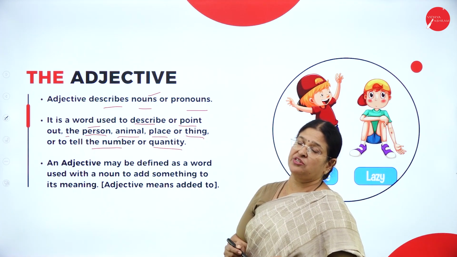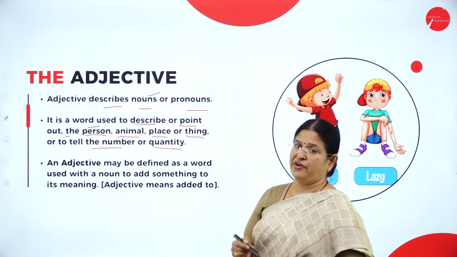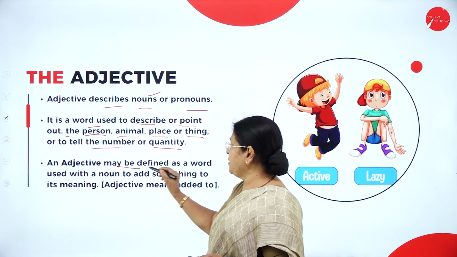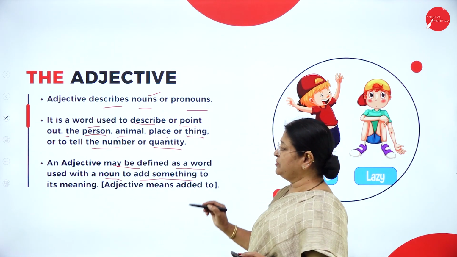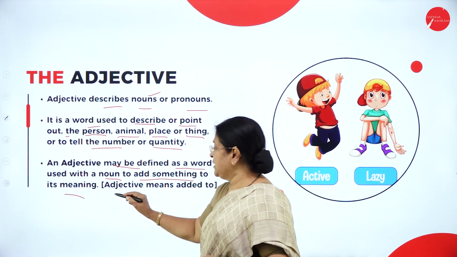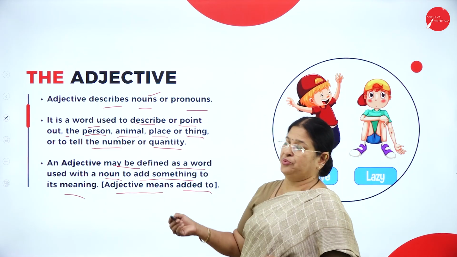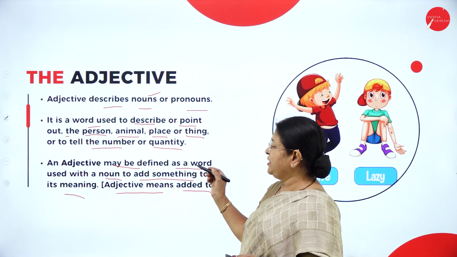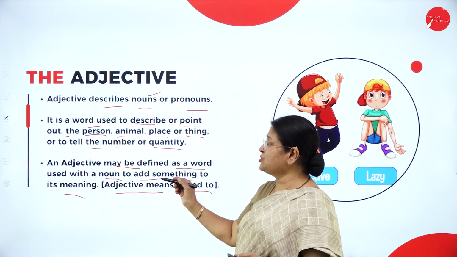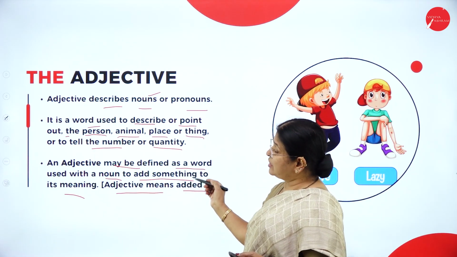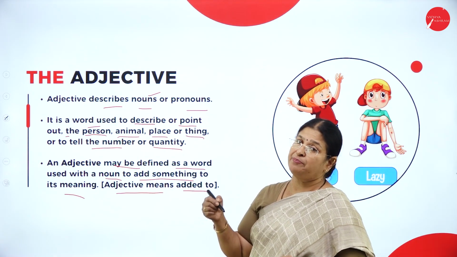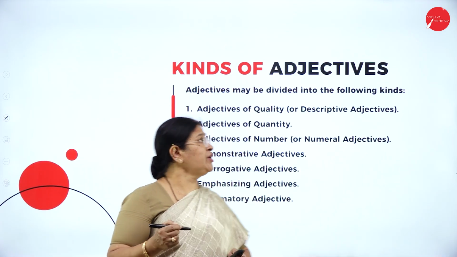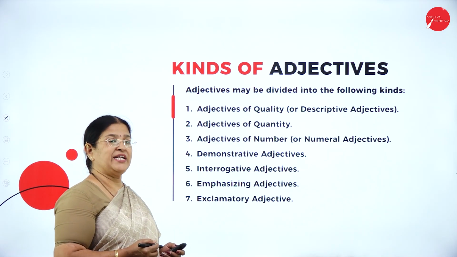There's one more definition you can put across to define adjective. An adjective may be defined as a word used with a noun to add something to its meaning. That is, adjective means added to. An adjective may be defined as a word used with a noun to add something to its meaning. So it is going to give some meaning when you add a particular adjective. Moving on to the kinds of adjectives.